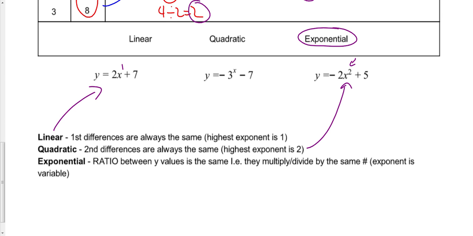And with an exponential relationship, the ratio between the values are always the same, i.e. they multiply or divide by the same number. In the example up above in that table of values that we did, it was 2. And it's important to note that the exponent is always a variable. So based on the fact that the exponent is always a variable, this particular equation here represents our exponential relationship because the exponent is a variable right here. Okay, the exponent is an x.